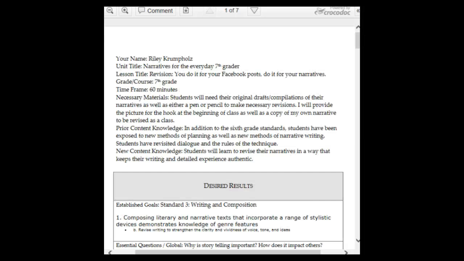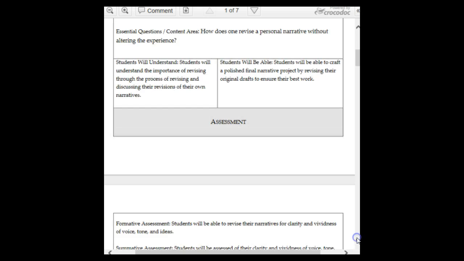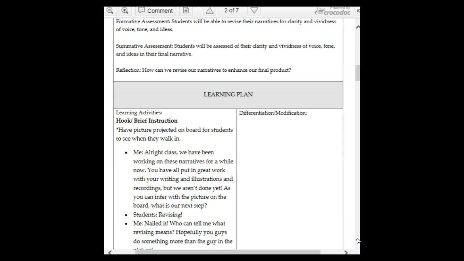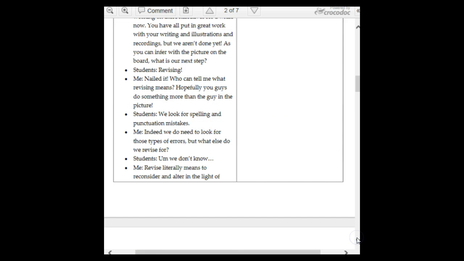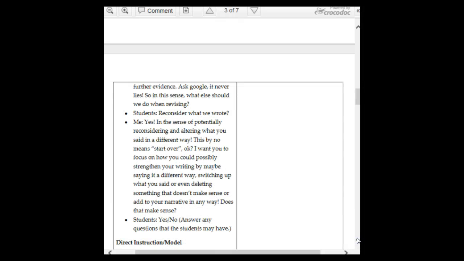Okay, here's your last lesson plan, and I'm going to ask you for a few little tweaks in here, all right? So you tell the students, very explicit about what it is that we're doing next, very explicit about revision meaning re-seeing, and altering in light of. And it doesn't mean starting over, okay?